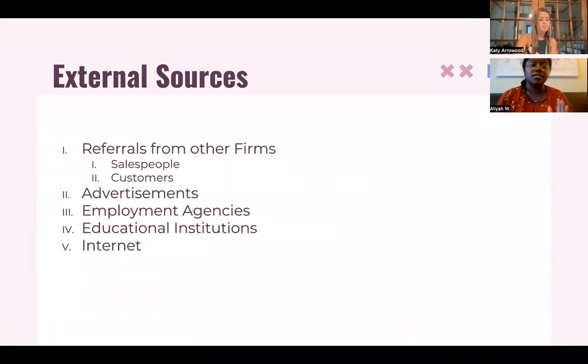Some external sources are, you can utilize LinkedIn, Indeed, people that respond to advertisements, or even some referrals from people from the firm, employees of the firm who said, I know someone who would love to work here.